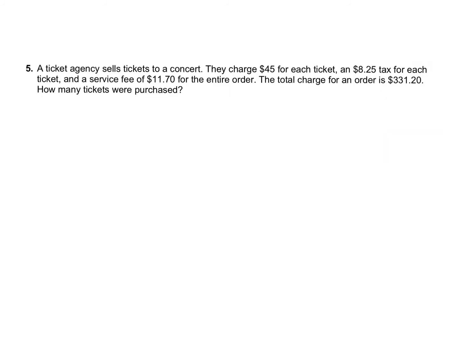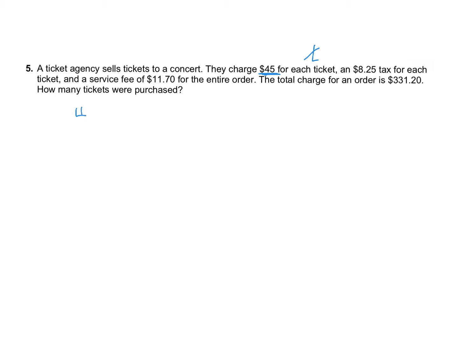All right, a ticket agency sells tickets to a concert, and they charge $45 for each ticket, and $8.25 tax for each ticket, a service fee of $11.70 for the entire order. The total charge for the order is $331.20. How many tickets were purchased? All right, so each ticket that we're going to buy, let's just make that x. Let's make that easier. So our tickets are going to be x.